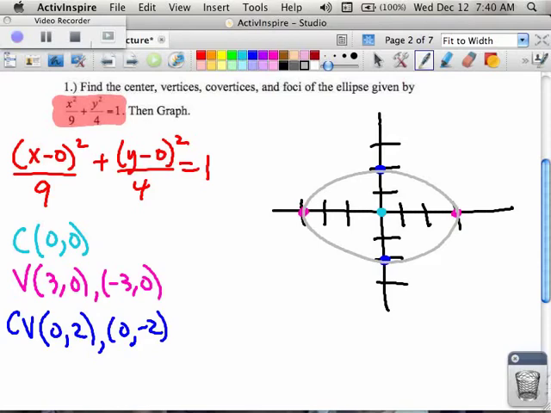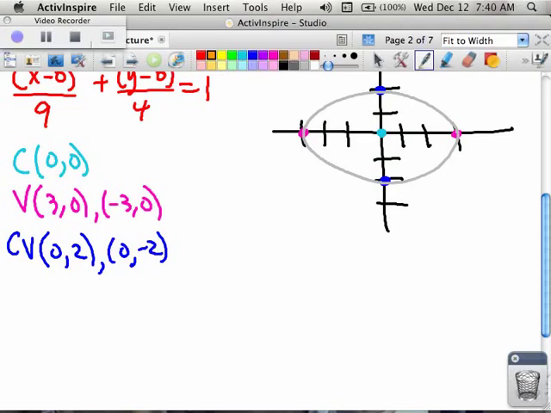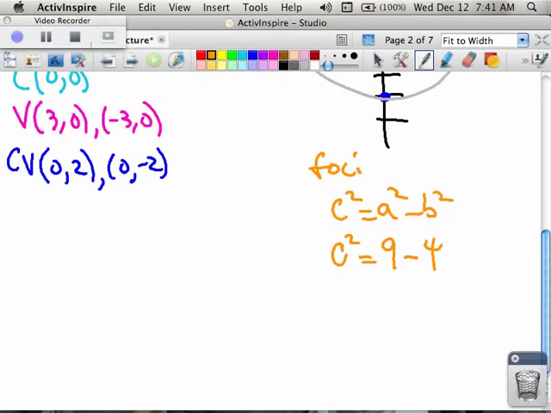The last thing that I have to find are my foci. From our notes, you will find that our foci have a very special formula. My foci formula is c squared equals a squared minus b squared. The a squared will always be the bigger number, the b squared will always be the smaller number. So in this case, c squared equals 9 minus 4, because a was 3, squared is 9, and b was 2, squared is 4.